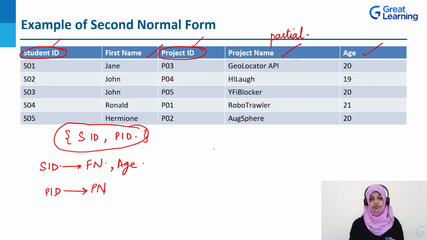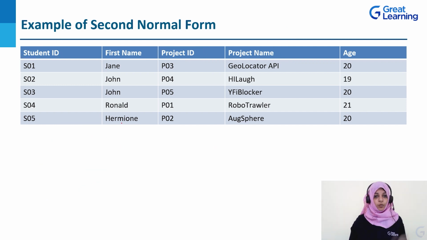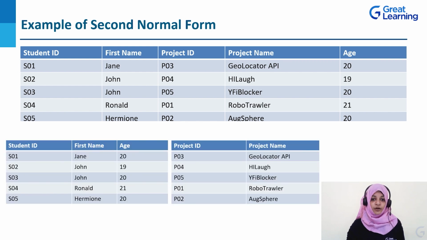We do not need this. So how do we convert this partial dependency into full dependency? One of the simplest ways to convert this partial dependency into full dependency is actually splitting up of the table. Now, how do we split the table up? It's very simple actually. Split the table up on the basis of its functionalities.